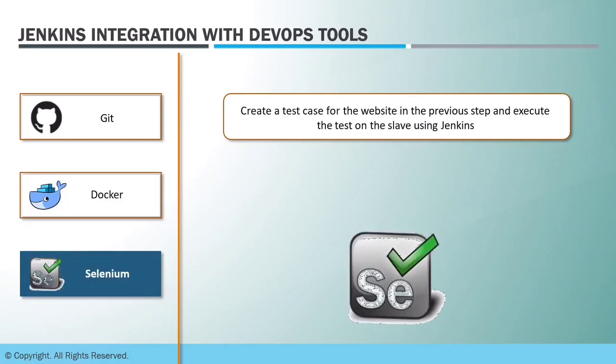Once your code is packaged in terms of container or any image, it can be run against various test cases using Selenium or any other tools your Jenkins is integrated with. So now create a test case for this website in the previous step and execute the test on slave using Jenkins. Once your code is deployed on test machine, test cases in Selenium can be run automatically and the feedback can be provided to the developer.